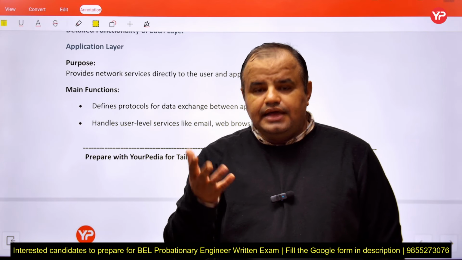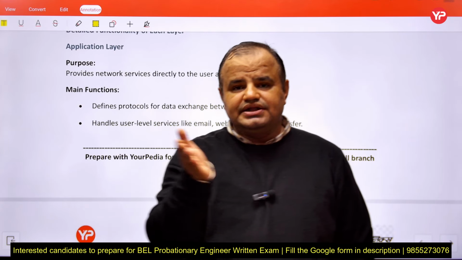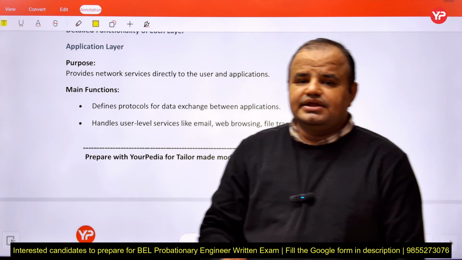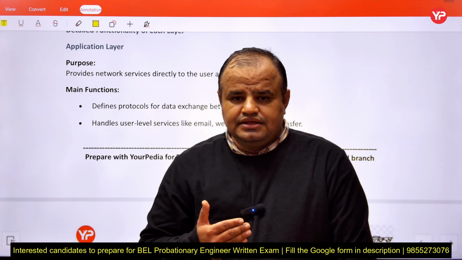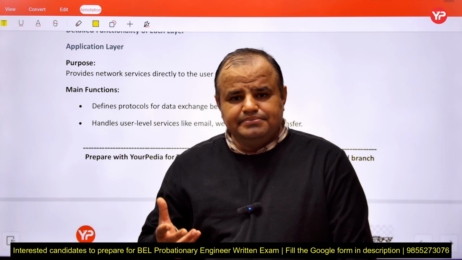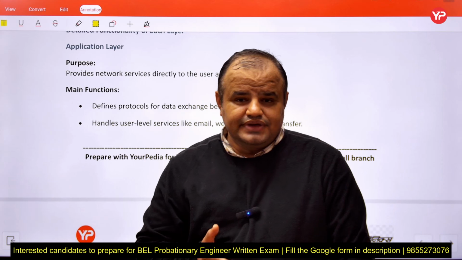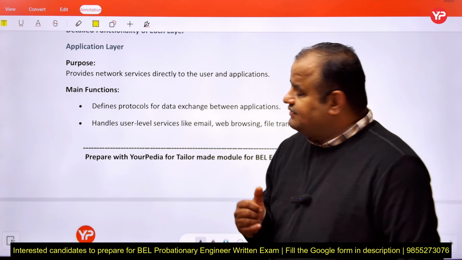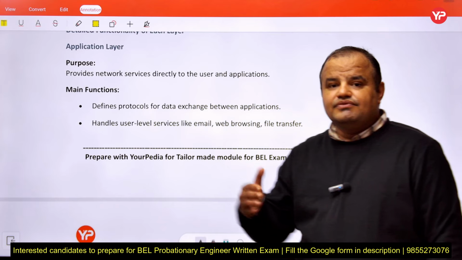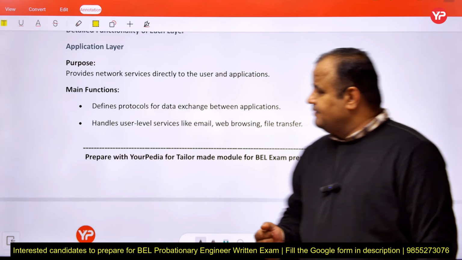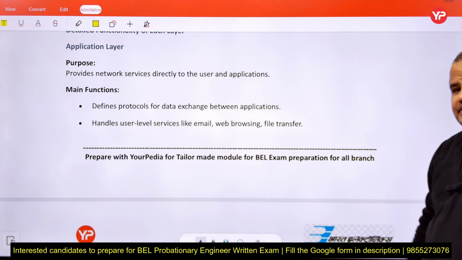If applications or processes want to communicate, what type of protocol do they have to follow? Suppose that when someone wants to send a mail, another person receives the mail in the mailbox, not on YouTube. That's why they are following some protocols. So the main functionality is what type of applications you are going to use, and respective to that, what type of protocol you should use. So it handles user services like mail, email, web browsing, file transfer, etc.